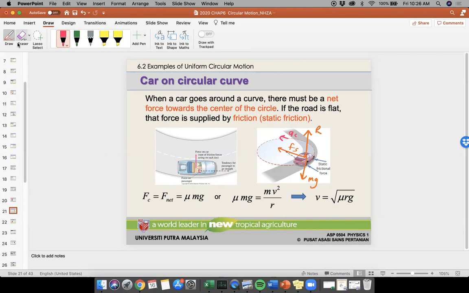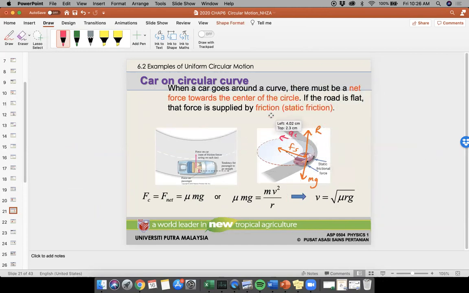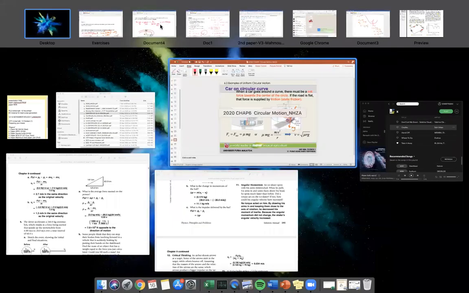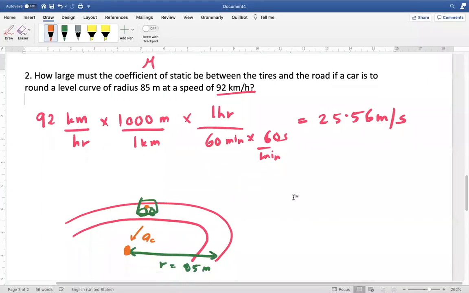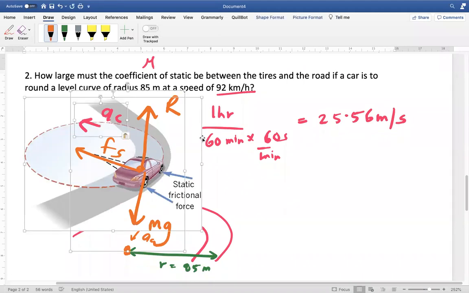Kita copy gambar ni, masuk balik kat sana. Okay. Whoa, not that one. Okay, copy that. Masuk balik gambar sini. Sebab gambar saya buruk. Okay.